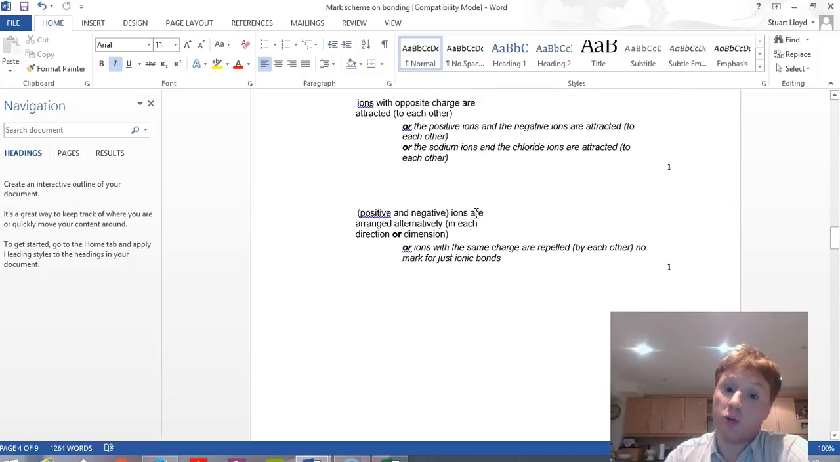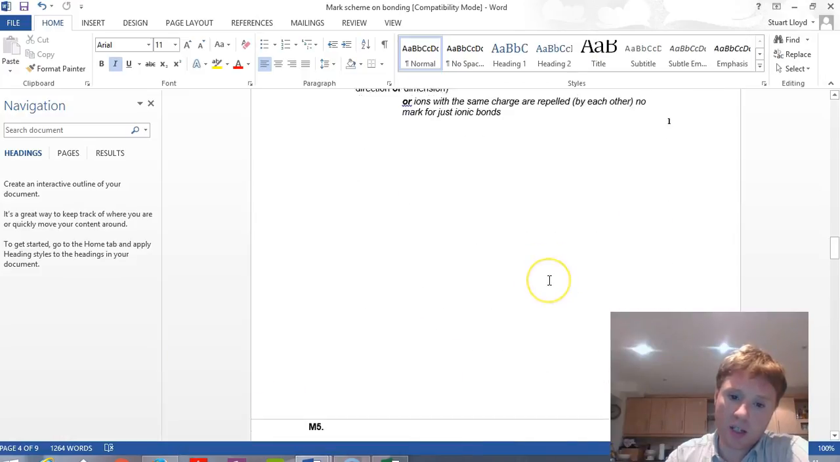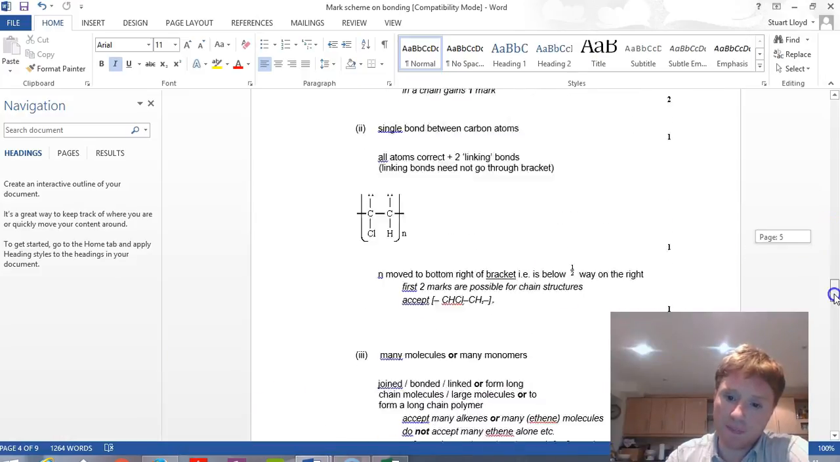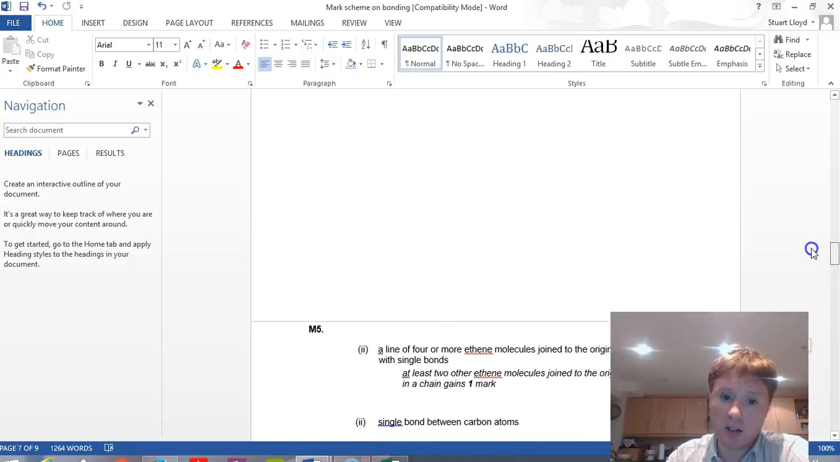And they're arranged alternately in each dimension, which is a nice mark because that is actually what you see in the picture. Don't forget to use the information given to you. Question 4. Yes, the answer can be worked out from the information in the question.